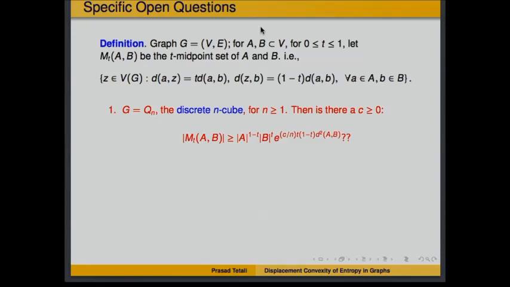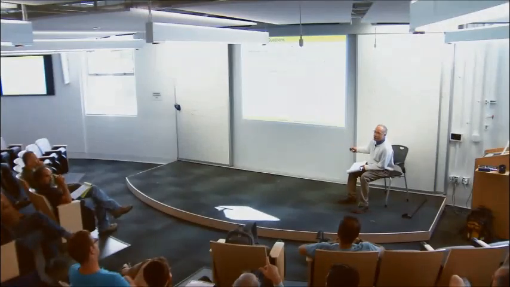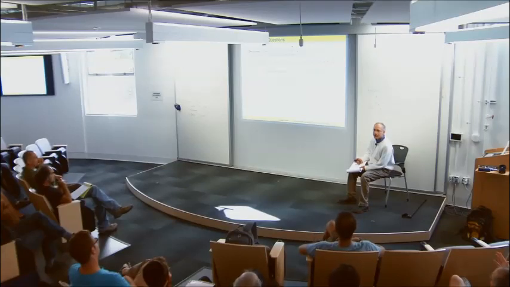So it needs to be for every a in A and b in B, it should be precisely in this ratio? No. Every a, every geodesic. You take all the points that are in there. Okay. Yeah. Okay.